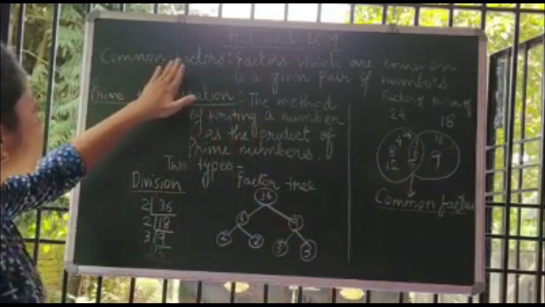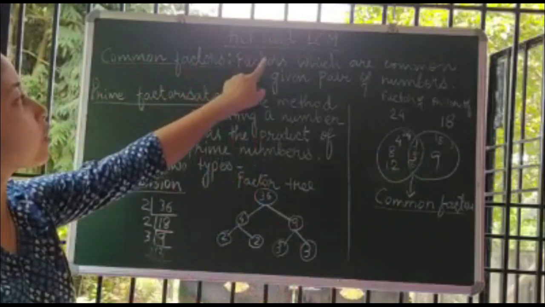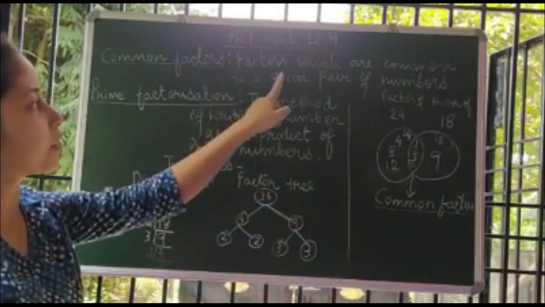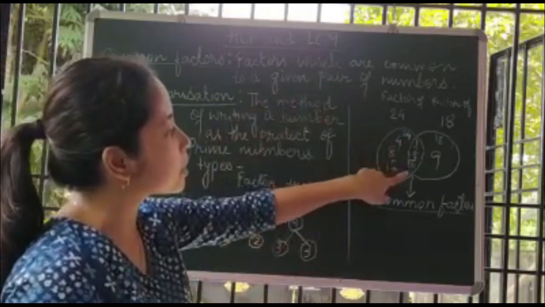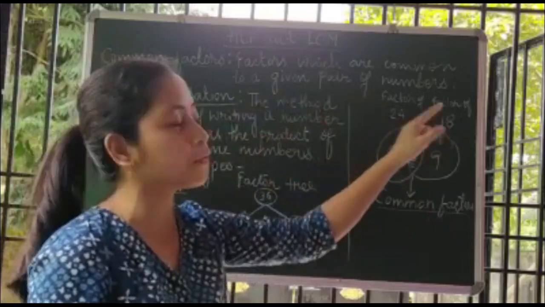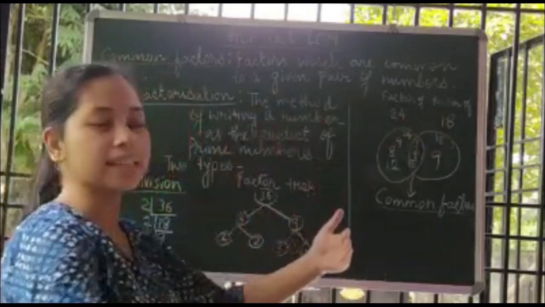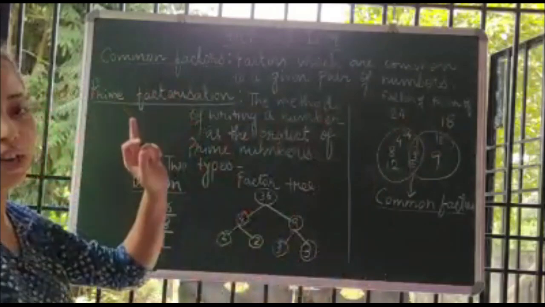Next, so what we have got? The definition of common factors: factors which are common to a given pair of numbers. So these numbers are the common factors of the given pair of numbers. Is it clear? So let us come to the next point, that is prime factorization.